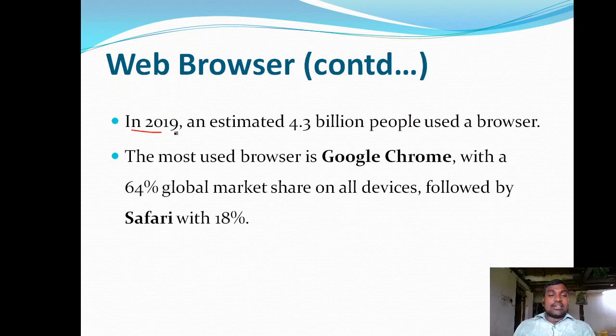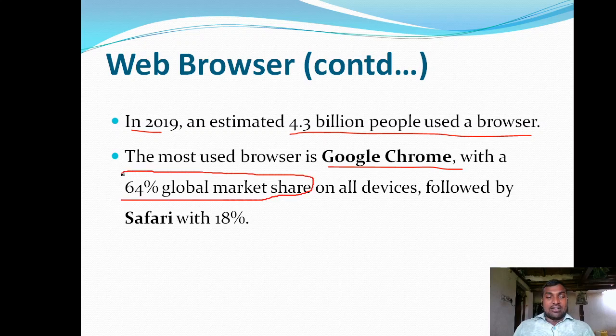In 2019, an estimated survey states that 4.3 billion people are using a web browser. Okay, and the most used browser is Google Chrome with a 64% global market share on all devices. All devices includes mobile phones, laptops, desktops, tablet PCs, and any other electronic gadgets with a capability to access the internet.